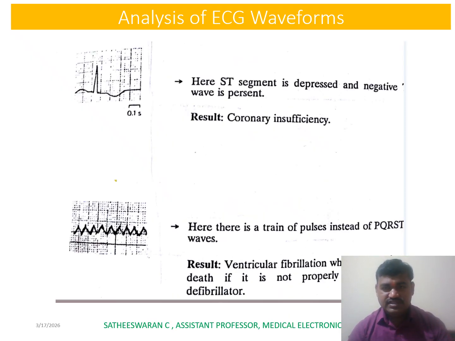Then the ST segment is depressed and a negative wave is present. It is a T wave. When the T wave is negative, it results in coronary insufficiency. So the negative T wave, normally it is positive, results in coronary insufficiency.